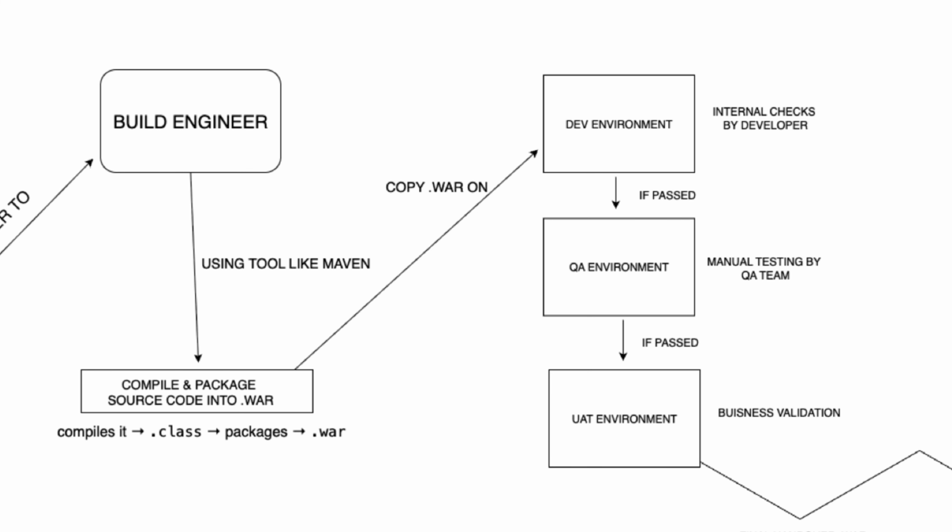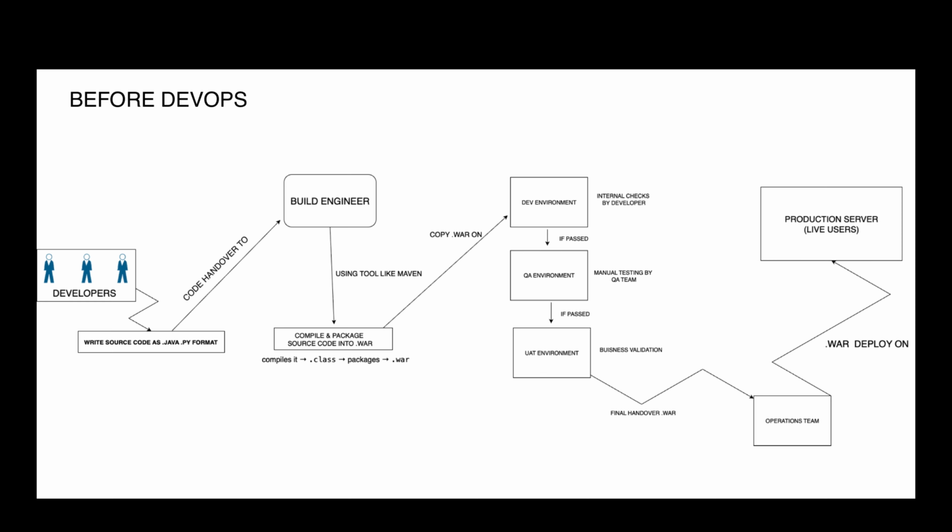After manual testing is done, the tester hands over the build to the UAT environment. In the UAT environment, the business user or client validates the application. They see if it really solves their business problem or not. At each stage, if the test fails, the code is sent back to the developers and the process starts from the beginning. If it passes, it moves forward.